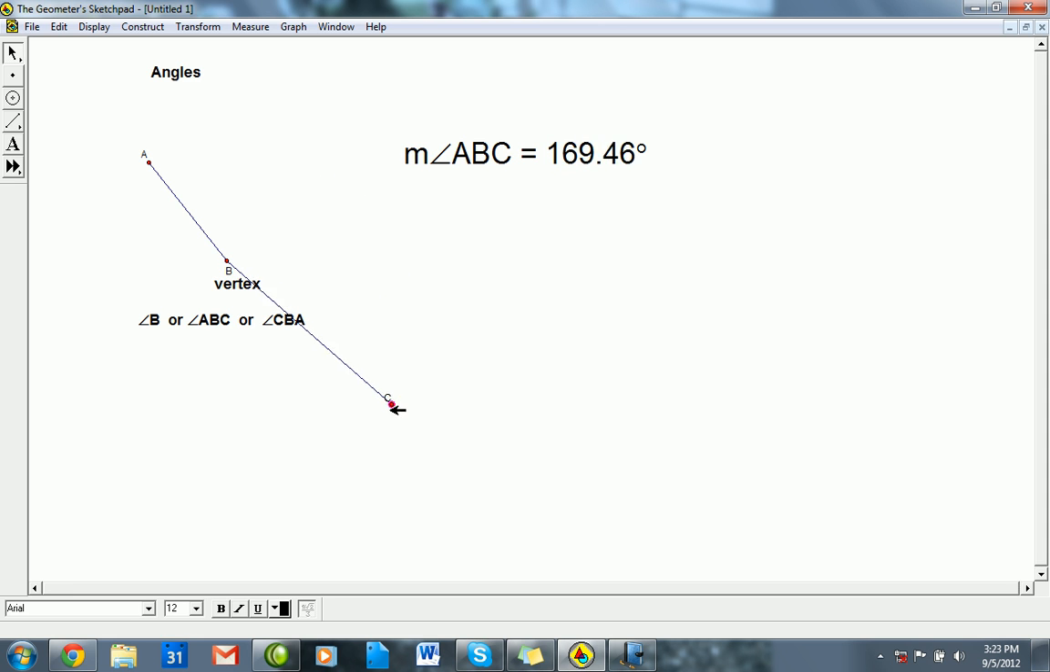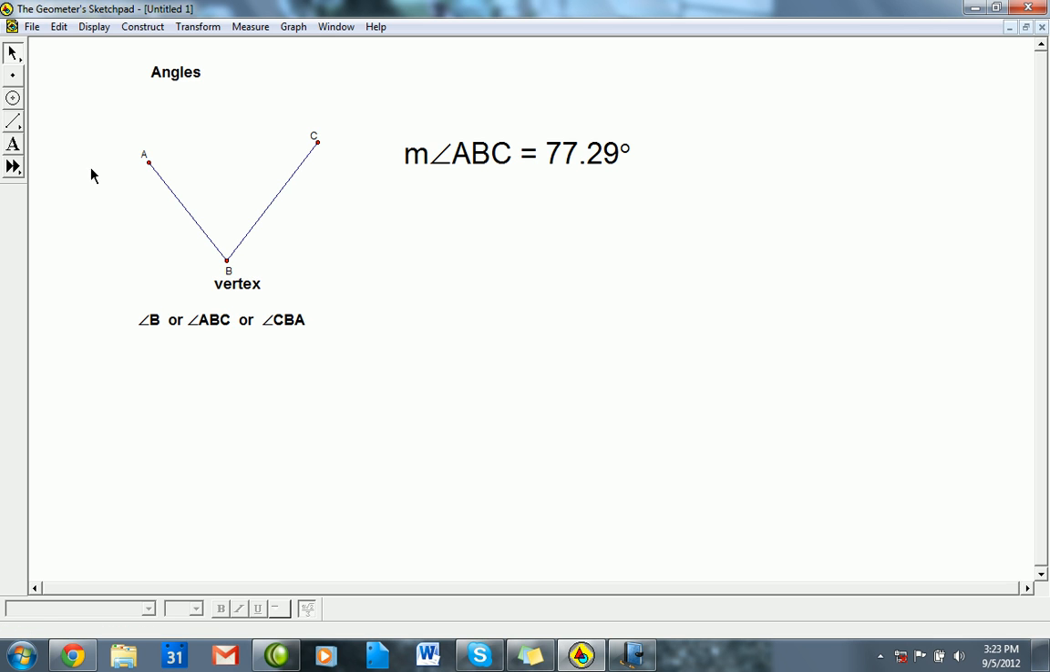And if I can get it at 180 exactly, oh no, it would be a straight angle. Okay, I'll just pretend that's 180. All right. So there are different types of angles as well.